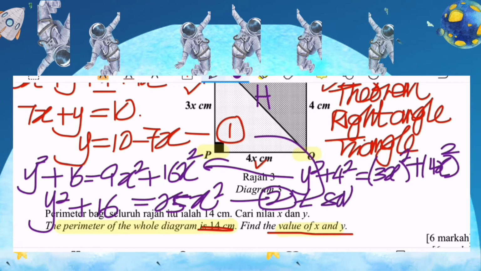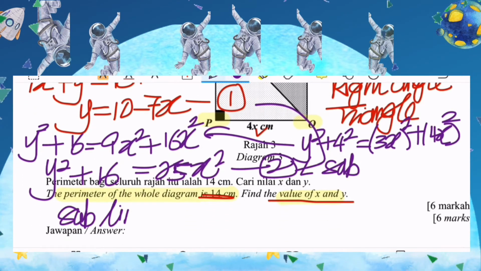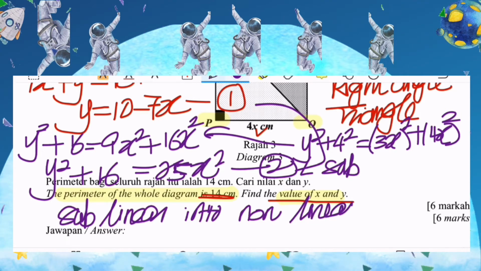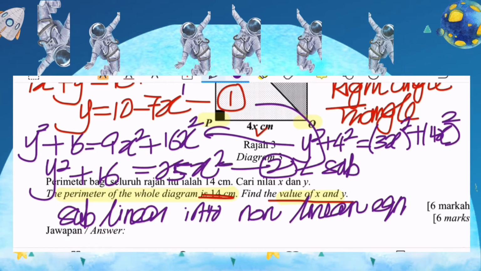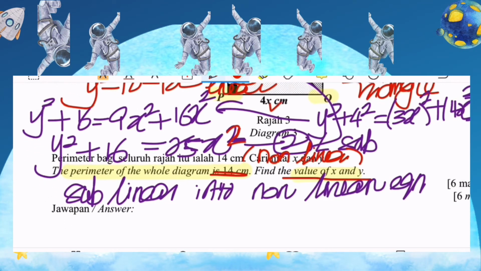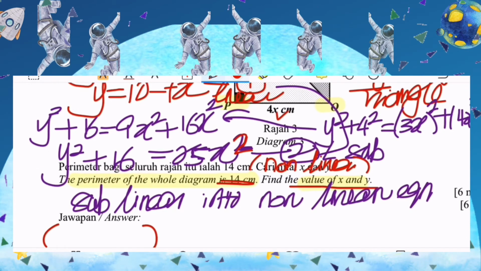Now we're going to substitute 1 into 2. Always substitute the easy one into the complex one, or we say linear into non-linear. Substitute the linear equation into the non-linear equation. Why do we call it linear? Because the power of the x is 1. And non-linear, the power of the x will be more than 1. Here it is 2, right? It is a non-linear equation. So we will substitute the linear equation into the non-linear equation to solve the simultaneous equation.